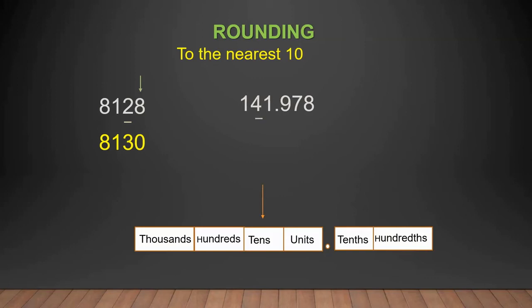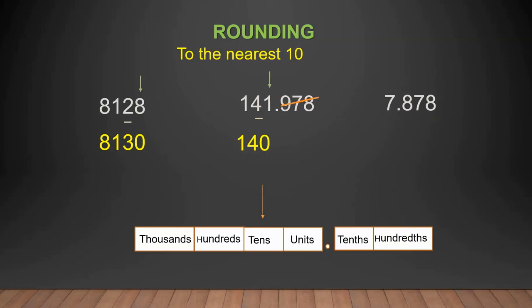So 141,978. Tens place value is 4, followed by a number less than 5. So we keep the 4, so that means you will have 140. So when you're rounding off, you ignore the other numbers. Just look at the number following the number which you want to round off.